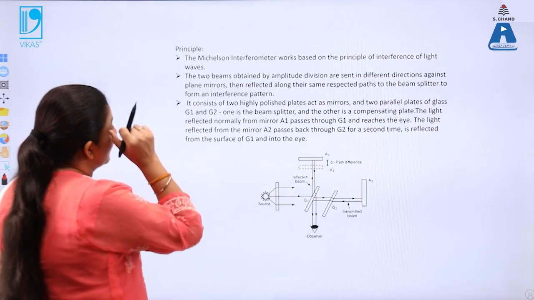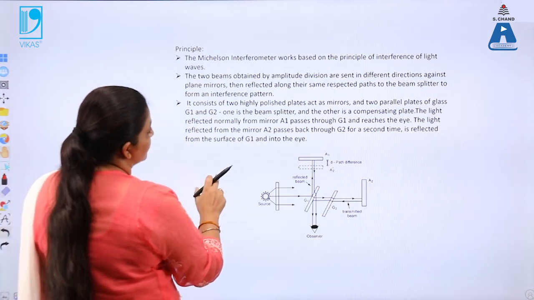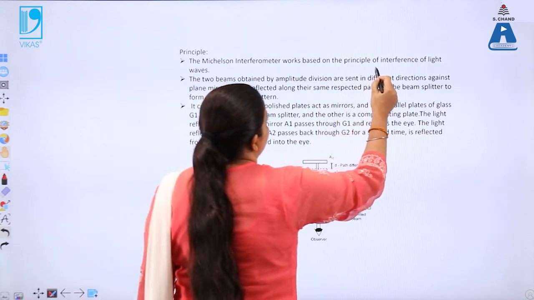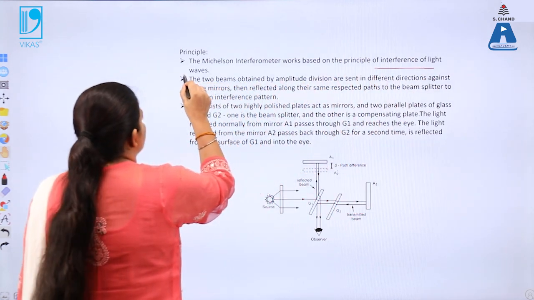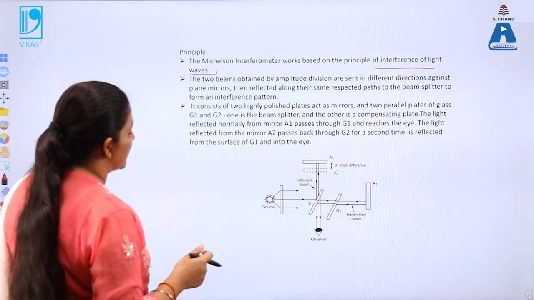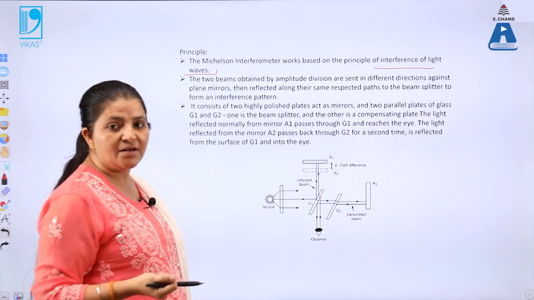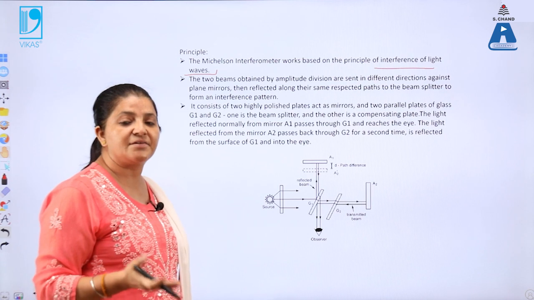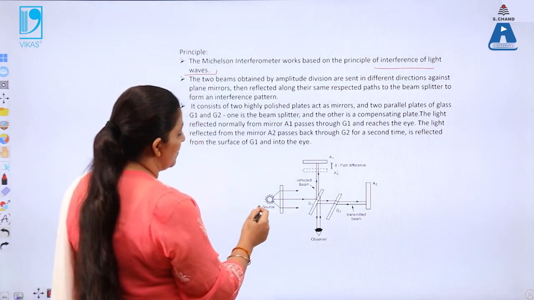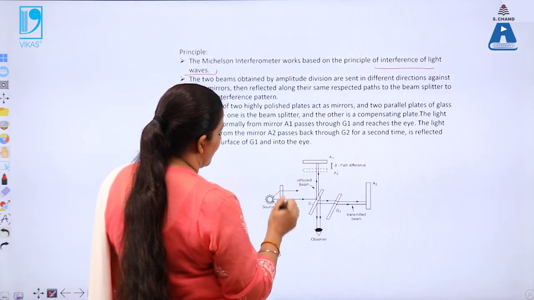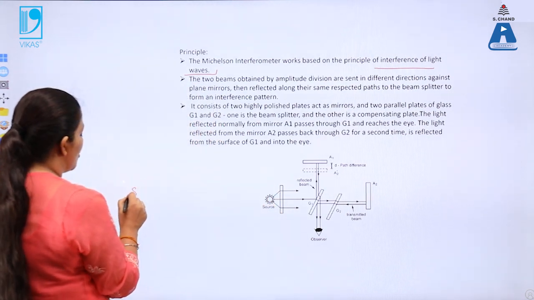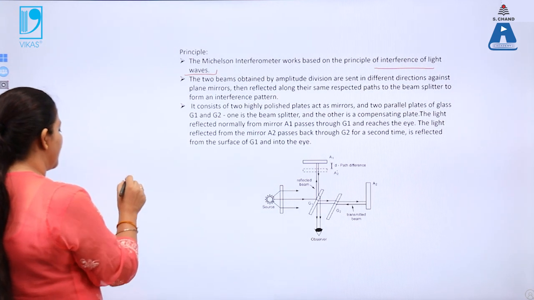Now, what is the principle of the Michelson interferometer? The Michelson interferometer is based upon the principle of interference of light waves. Some part of the light gets reflected, and some part gets transmitted through the mirrors. So here two mirrors are used. Now, this is the light source S, and from the light source S we are getting spherical wavefronts.